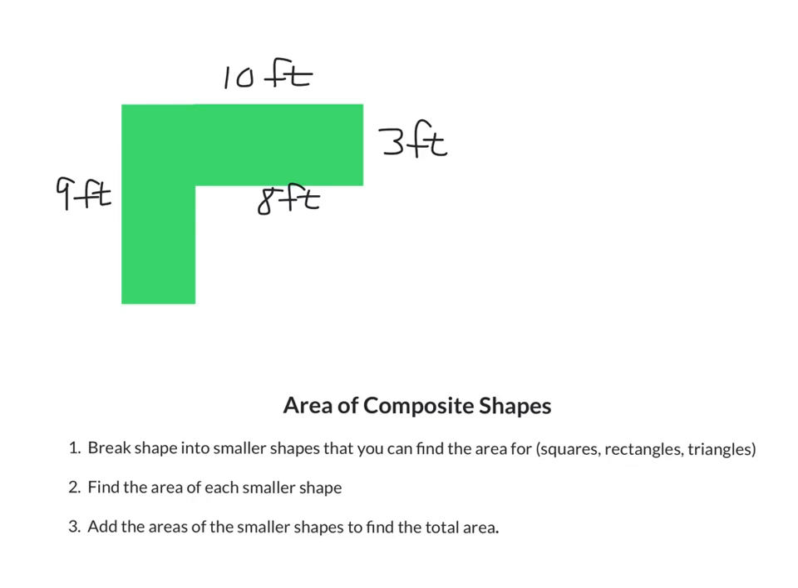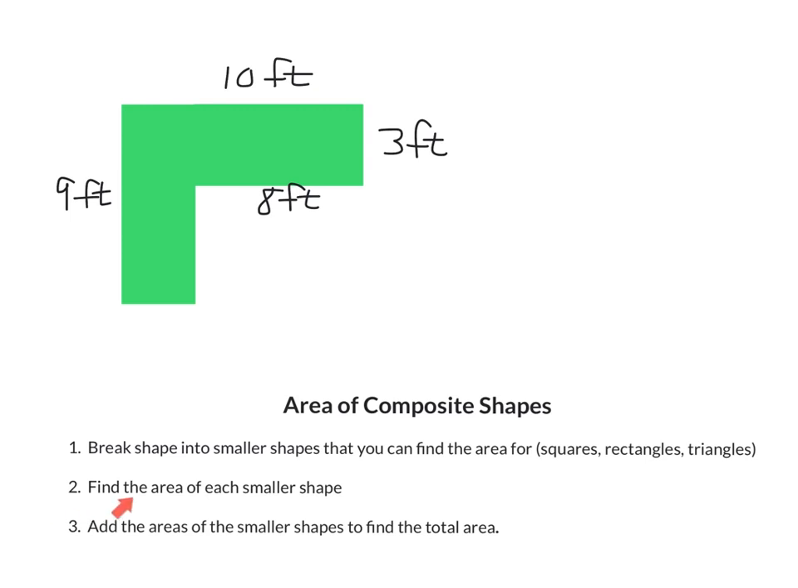In this video, we're going to find the area of composite shapes. A composite shape is a shape that is irregular, but we can still find the area by following a few simple steps. Number one, we'll break the shape into smaller shapes that you can find the area for. So we're going to look at breaking a shape up into squares, rectangles, or triangles.